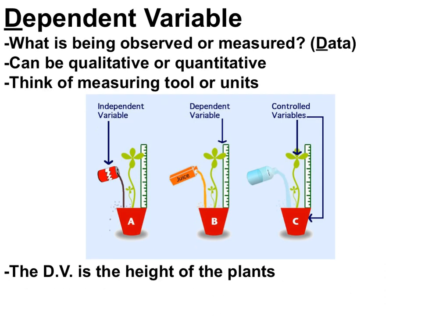Next is the dependent variable. I've underlined the letter D to remind us of this definition. The dependent variable is the data being collected in an experiment. In other words, what is being observed or measured once the experiment gets going. Data can be qualitative, where the data is characterized by words, or quantitative, where the data is numbers. For the most part, quantitative data is preferred by scientists over qualitative data.